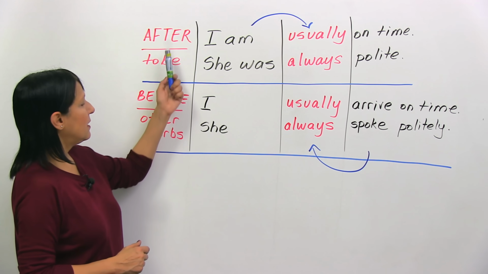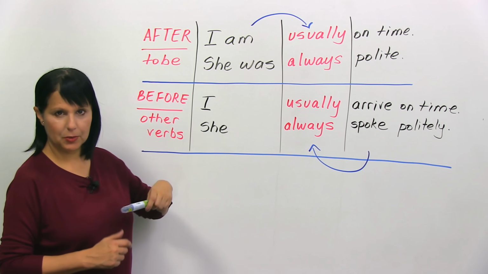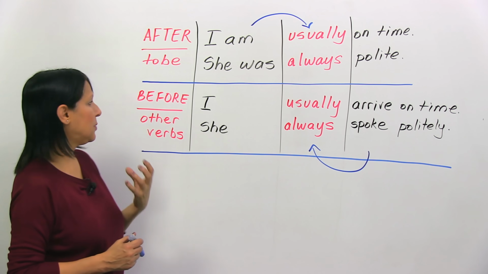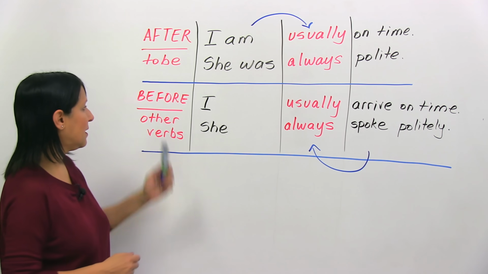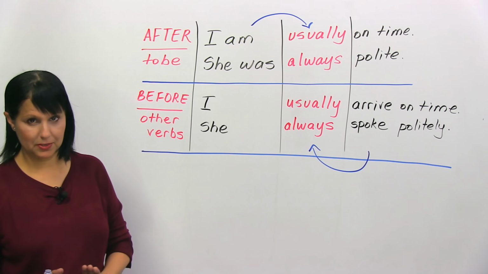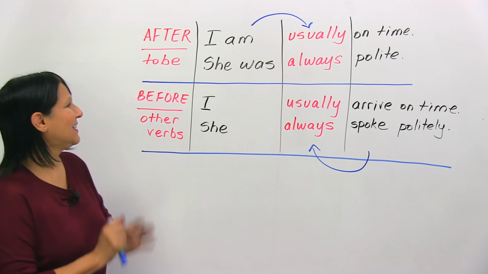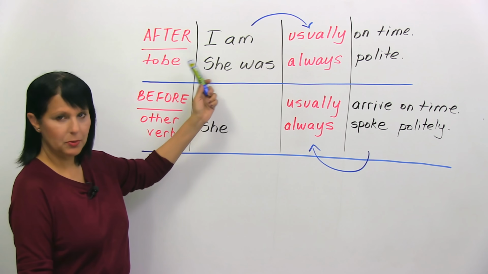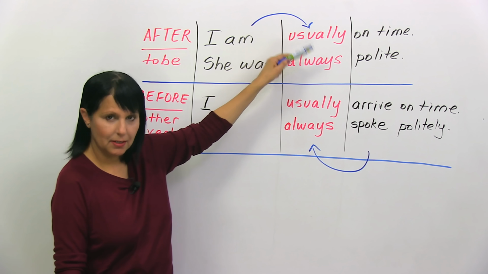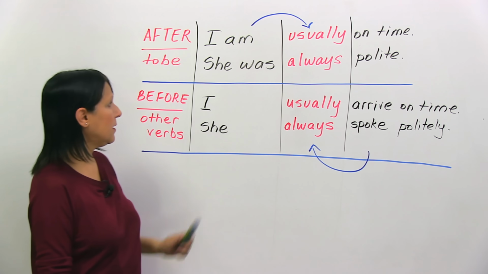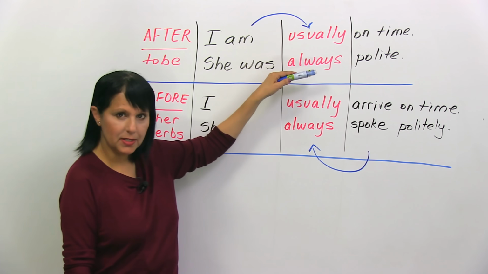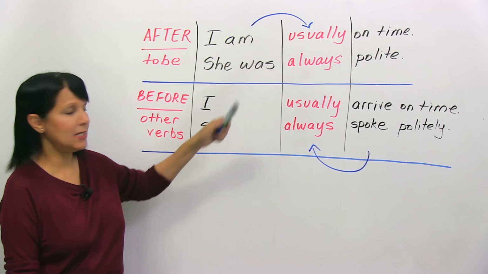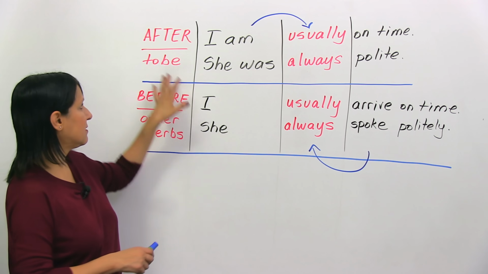So, we put the adverb of frequency after the verb to be, but we put the adverb of frequency before other verbs, all other verbs, okay? Let me give you an example. So, I am, okay, the verb to be, "I am usually on time." Or, "She was always polite," okay? So here you saw whether it was in the present tense or past tense, doesn't matter. It's the verb to be.